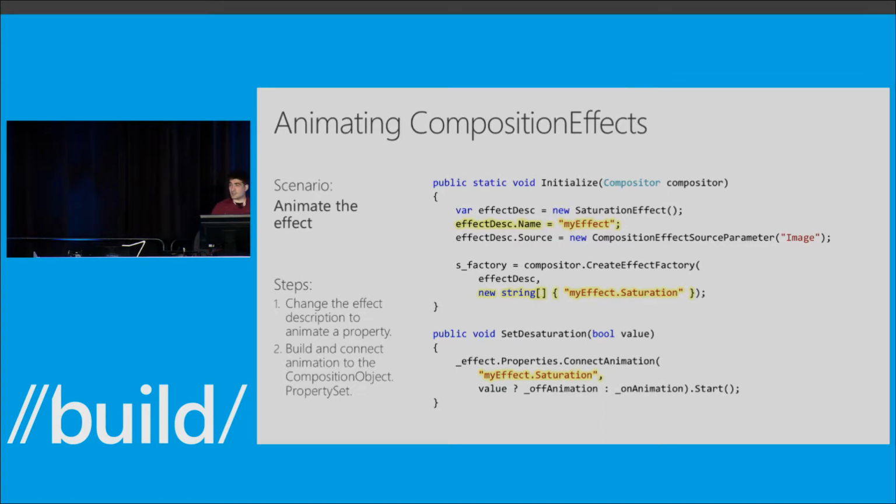So our initialization for creating the effect is pretty straightforward. All that we have to do is, for the nodes that we want to animate, give them a name, and then when we create the effect factory, we give a list of all the fully dotted paths that we want to animate. This is part of our overall philosophy at the visual layer.